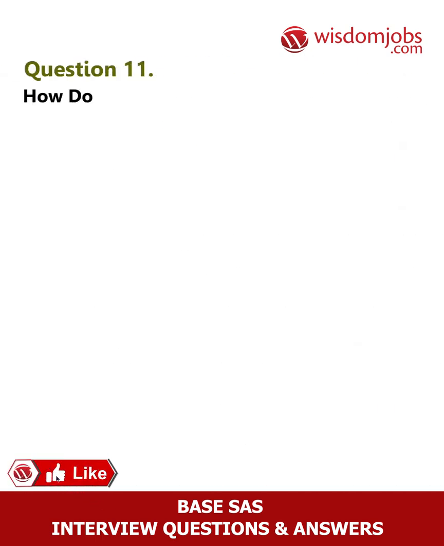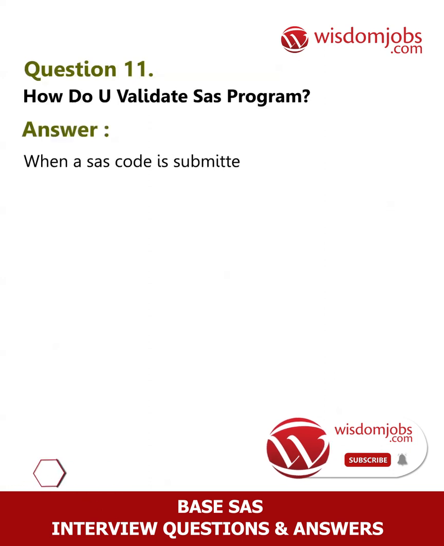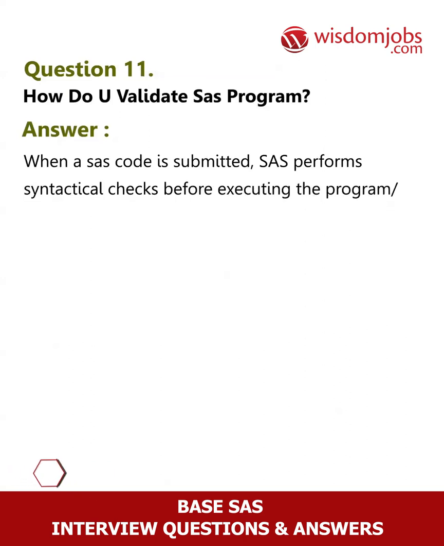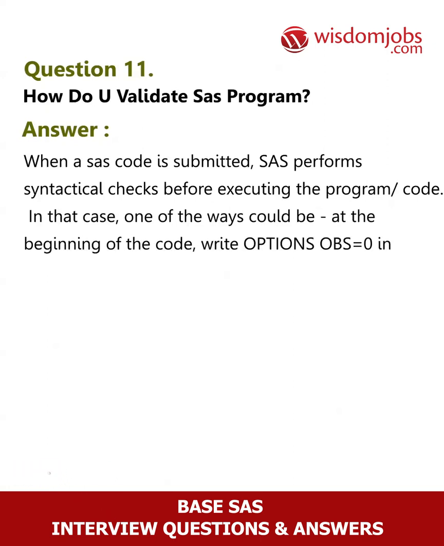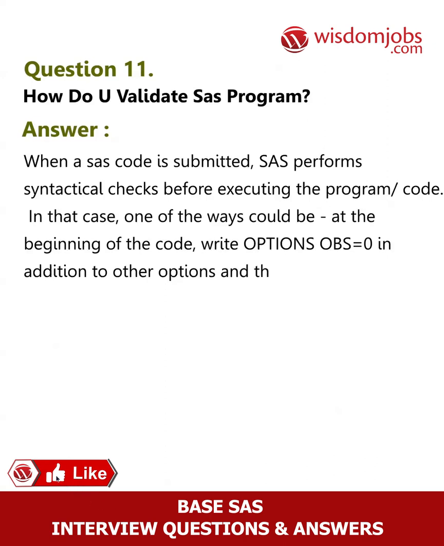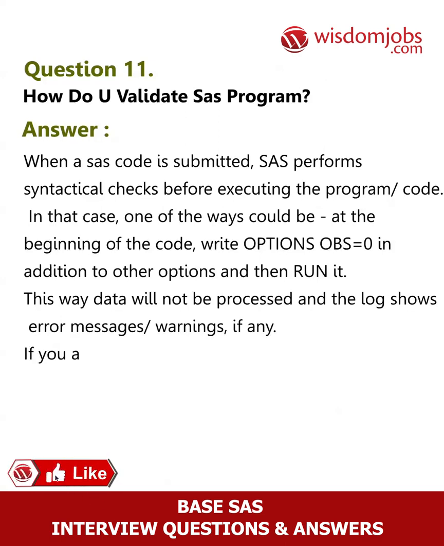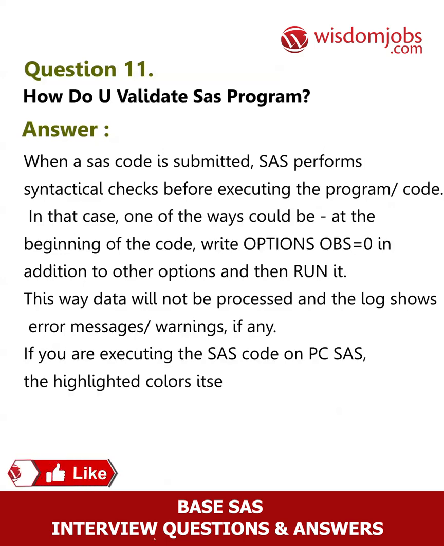Question 11. How do you validate a SAS program? Answer. When SAS code is submitted, SAS performs syntactical checks before executing the program code. In that case, one of the ways could be, at the beginning of the code, write options obs=0 in addition to other options and then run it. This way data will not be processed and the log shows error messages and warnings, if any. If you are executing the SAS code on PC SAS, the highlighted colors themselves show the syntactical errors, if any.